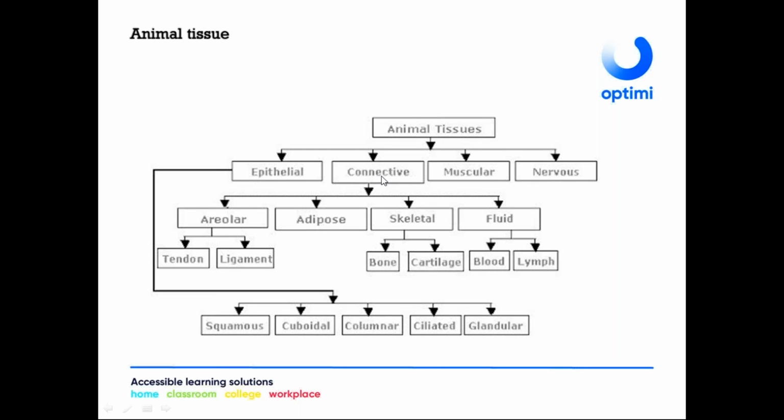Connective tissue can also be divided into 4 parts, which can further be divided into other parts. We have areolar, and under areolar we have tendons and ligaments. We have adipose connective tissue. We have skeletal connective tissue, which we looked at in more detail in one of the webinars, and under skeletal we have bone and cartilage. We have fluid, which we also looked at when we were doing the circulatory system, and under fluid connective tissue we have blood and lymph. We have muscular tissue, which we're going to briefly look at now, and nervous tissue.